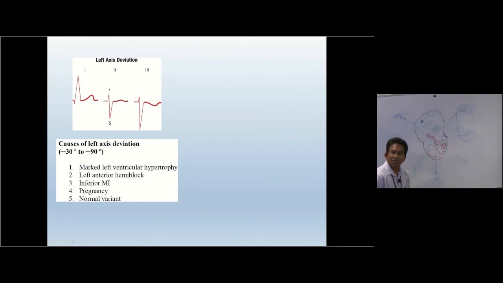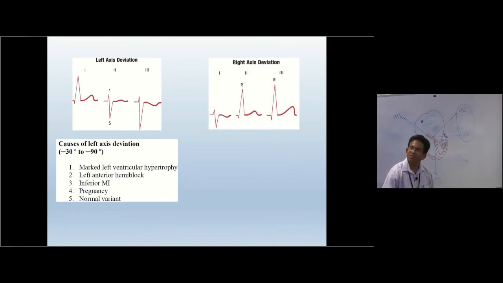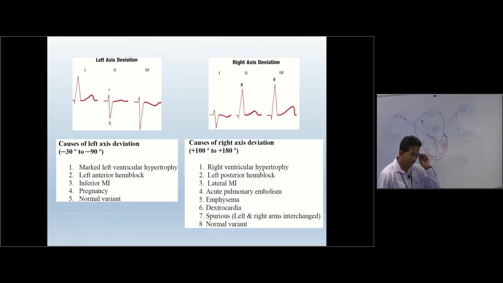Now exactly the opposite happens in right axis deviation. This is the normal axis, so the axis deviates this way to your right-hand side. Now the lead 2 diagram will be drawn by lead 3, and the opposite lead will be lead 1, and they will show this sort of picture on your ECG. So lead 1 will show deep S waves and lead 3 will produce tall R waves. All right, a couple of examples are given here.